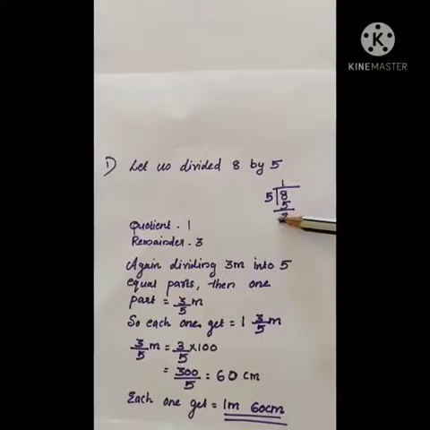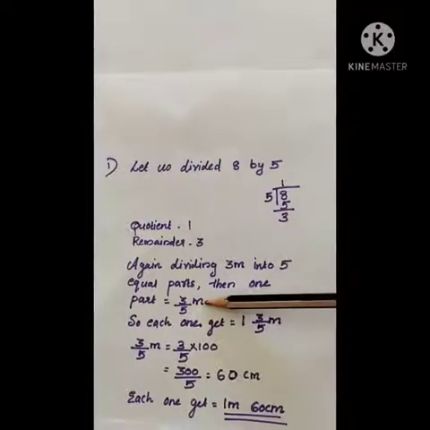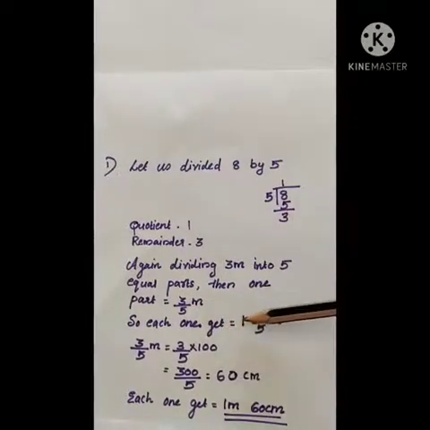Again we divide the remaining 3 meter into 5 equal parts. So each part will be 3 by 5 meter. So each one gets 1 and 3 by 5 meter. Answer must be in the form of meter and centimeter. So we have to convert 3 by 5 meter into centimeter.